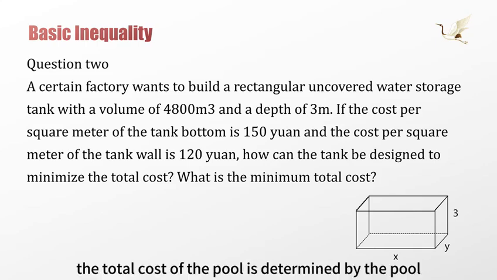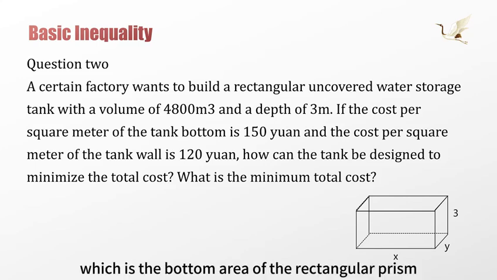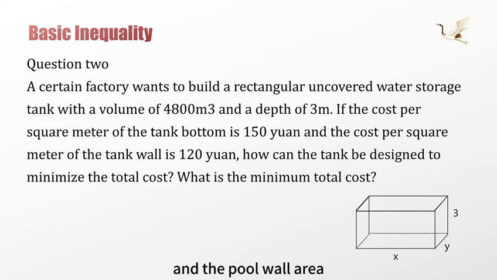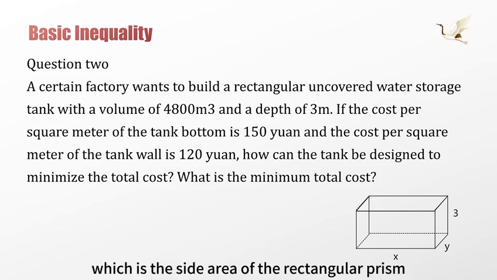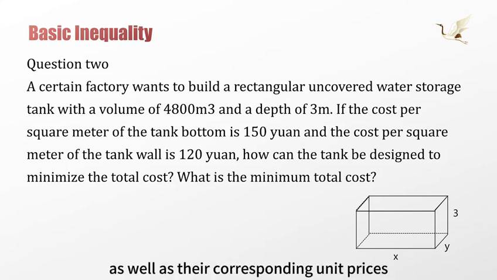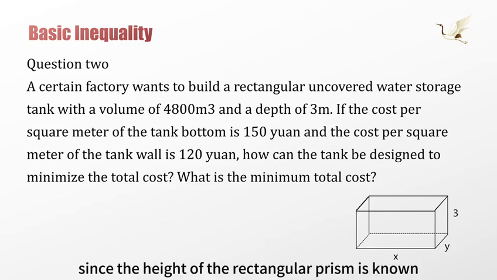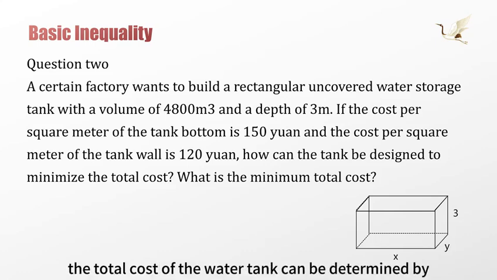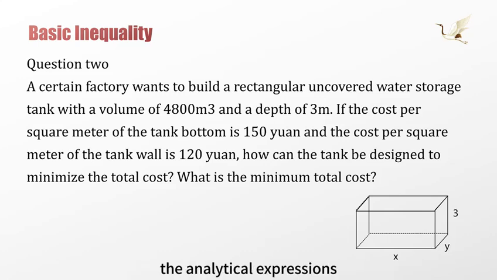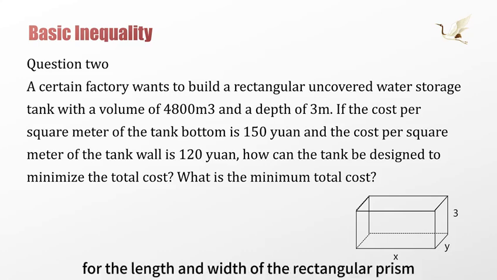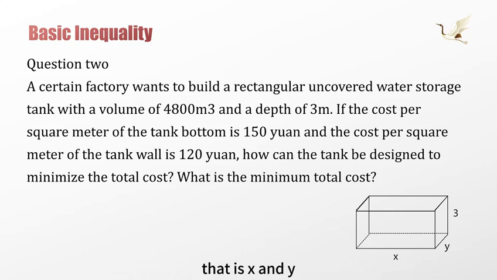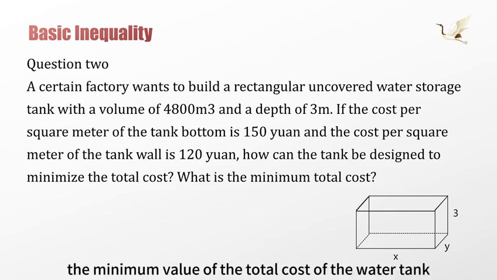Next, we can see that the total cost of the pool is determined by the pool bottom area, which is the bottom area of the rectangular prism, and the pool wall area, which is the side area of the prism, as well as their corresponding unit prices. Since the height is known, the total cost of the water tank can be expressed in terms of the length and width, that is x and y. So that we can further study the minimum value of the total cost, let's solve this problem in detail below.